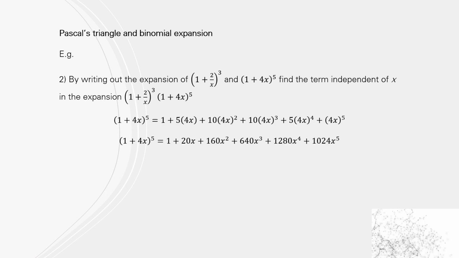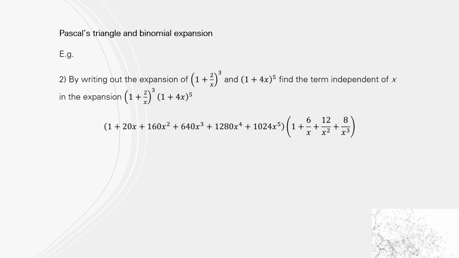1 plus 4x to the 5. So using the coefficients from Pascal's triangle, they are 1, 5, 10, 10, 5, 1. And of course, we then replace the x with 4x in this case. So expanding that, you get 1 plus 20x plus 160x squared plus 640x cubed plus 1280x to the 4 plus 1024x to the 5.